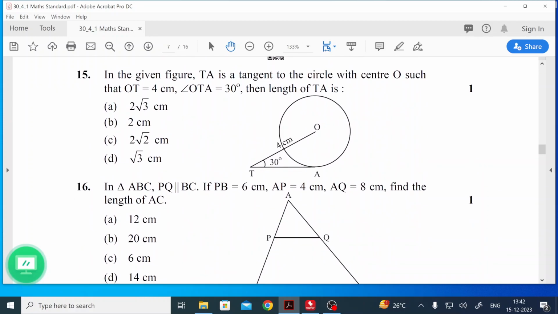And here everything is mentioned in the diagram. What we need to find, that alone you go. TA they are asking, meaning the length of the tangent. It's very easy, children. If you look like this, you never get an answer. Do you have any idea to find this?